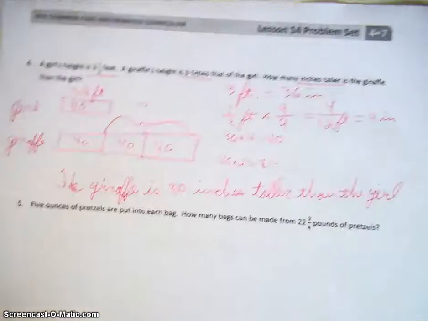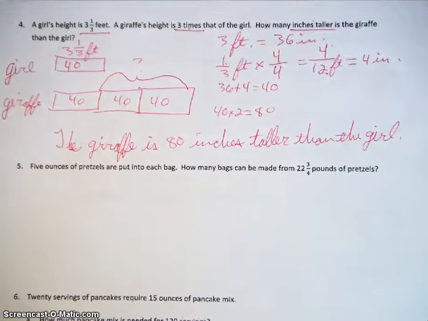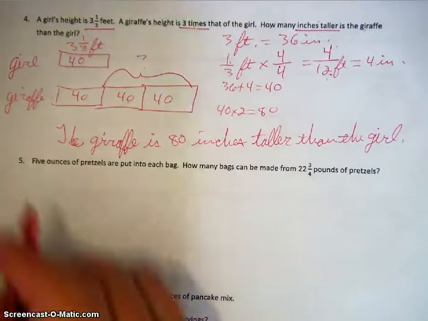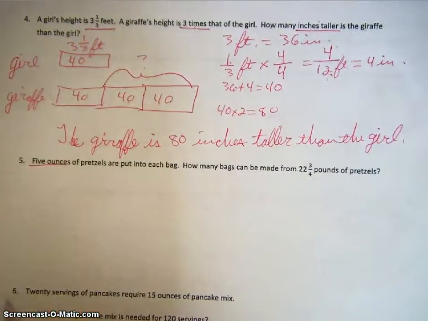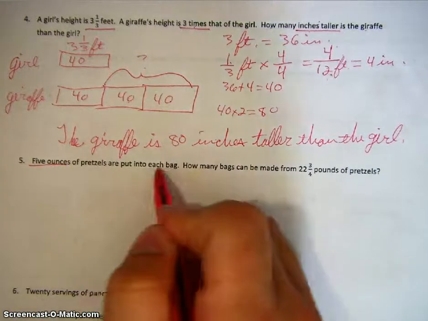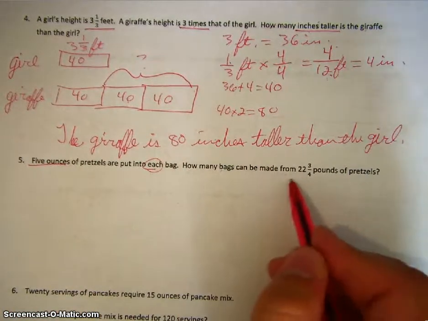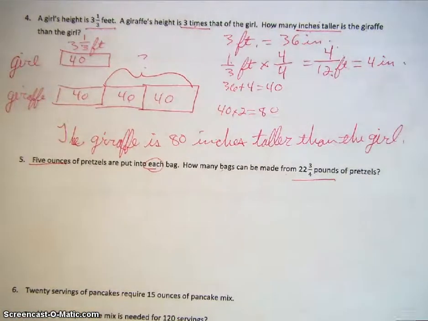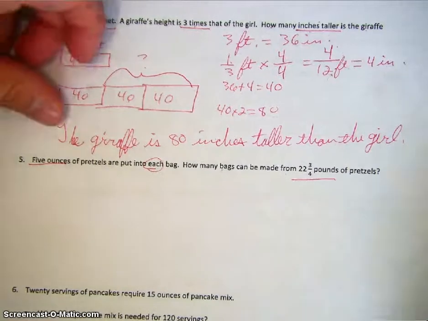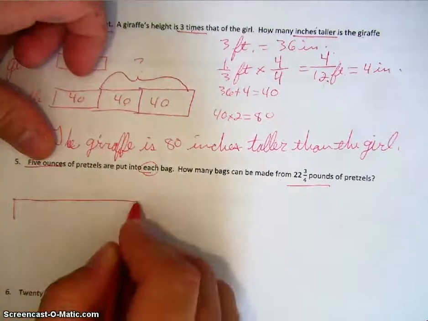Okay. All right, moving on to number 5. We have 5 ounces of pretzels put into each bag. I see that word each. How many bags can be made from 22 3/4 pounds of pretzels? So this one's a little bit different. So we set up our tape diagram.